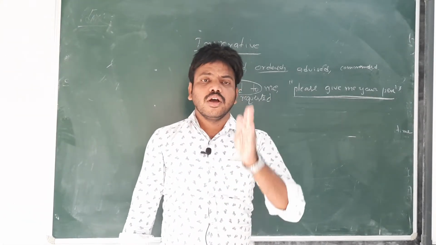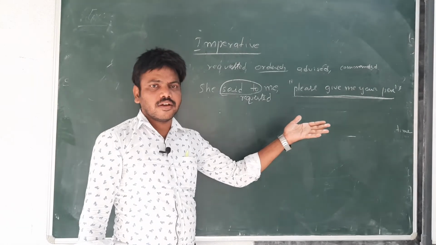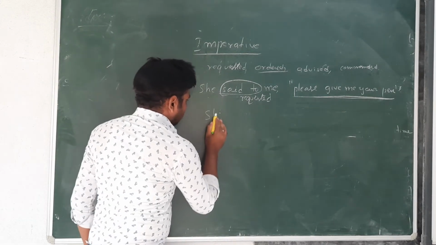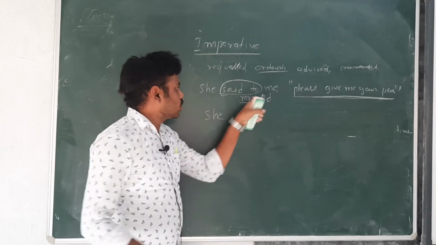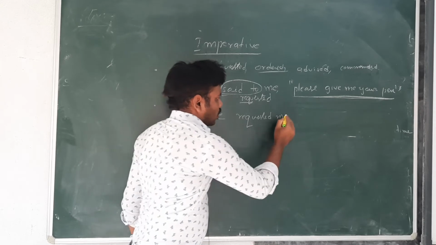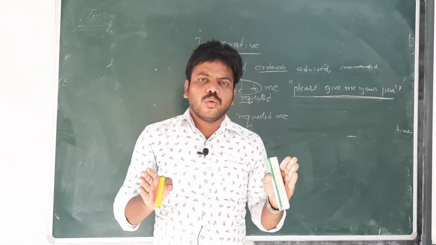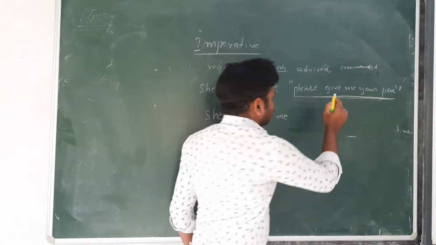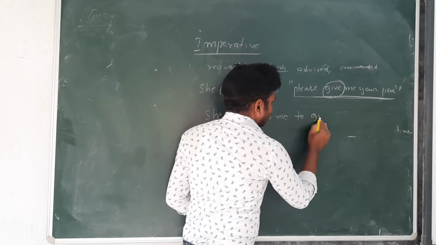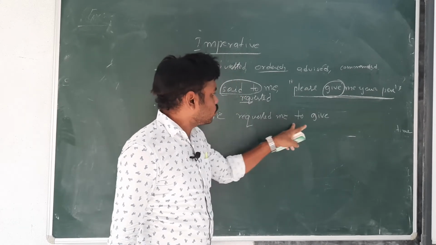In any sentence, the pronoun will change and the tense will change. But here, what did I say? To plus V1 form. Now let us see carefully. Since it is please give me your pen, we should write she requested me. Now let us find out the main verb or primary verb. What is the main verb here? Give. So she requested me to give.